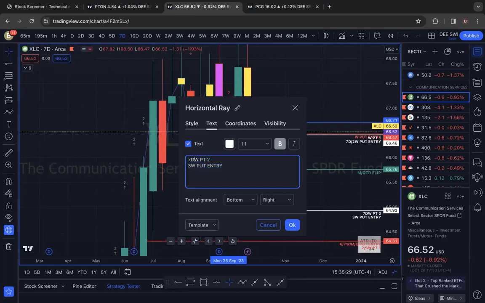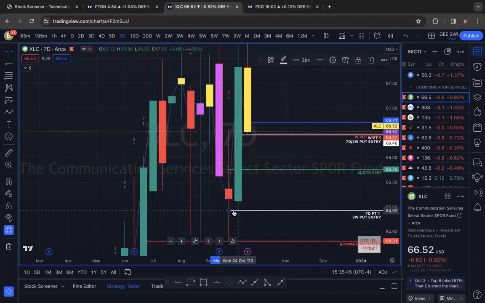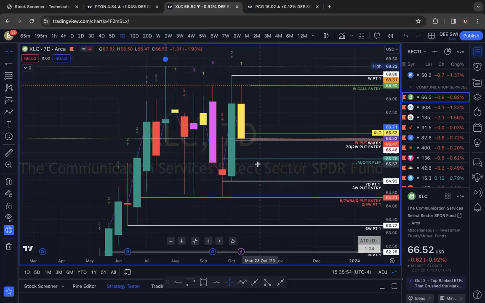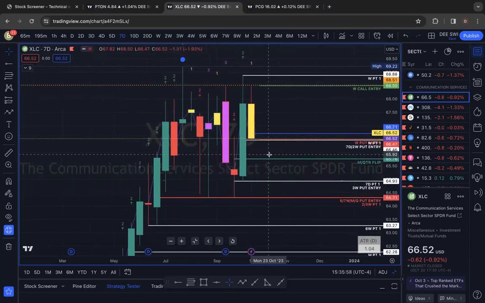How do I want to write that? 7-day PT1. And actually what I can do is take off the weekly PT2 just so I can keep everything one, because we already have our weekly PT1. So now we know this is our 7-day PT1. Okay. So now we have all of these time frames pointing to the downside.